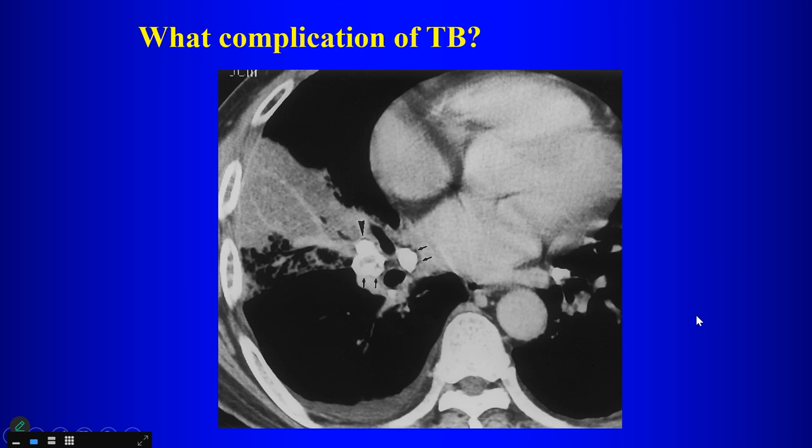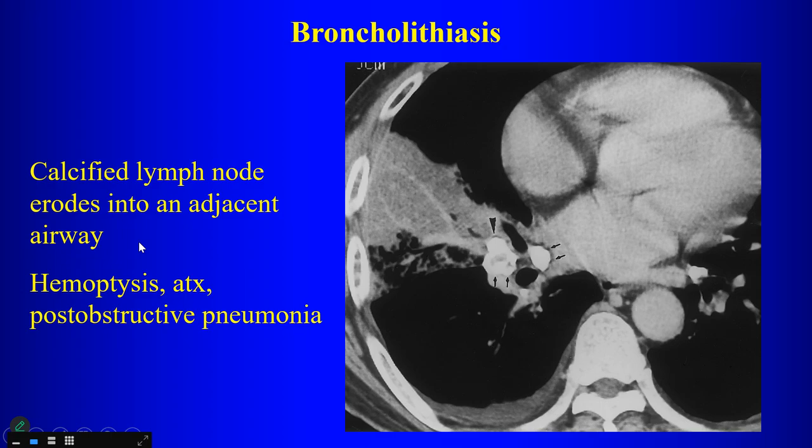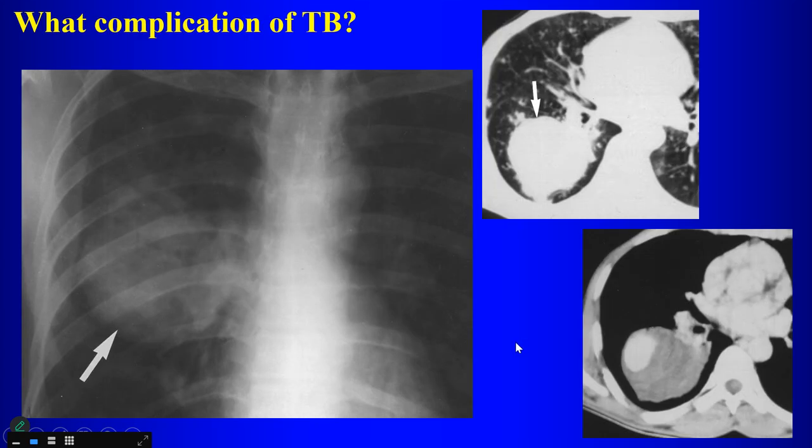What complication of TB is illustrated here? Nice arrows to help you also. Broncholith. Yeah. Calcified nodes. Yeah, so what happens here is the calcified nodes erode into the airway and can result in atelectasis. So that's called broncholithiasis. So the calcified lymph nodes erode into the airway, obstruct the airway, and you develop atelectasis. Hemoptysis, atelectasis, post-obstructive changes, broncholithiasis. What complication of TB is illustrated here?